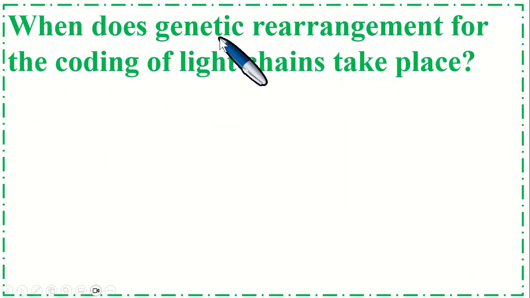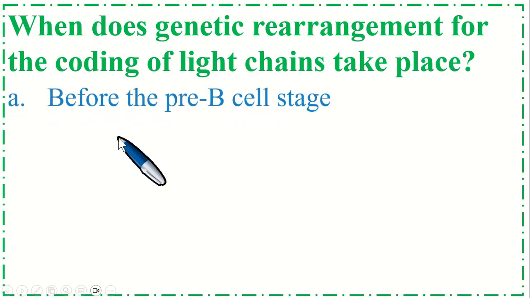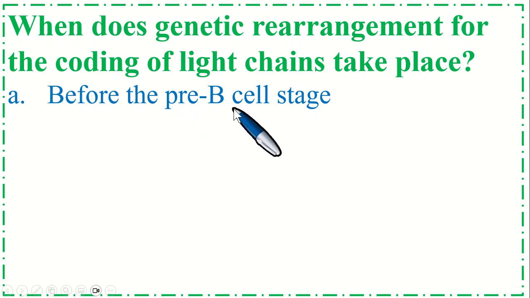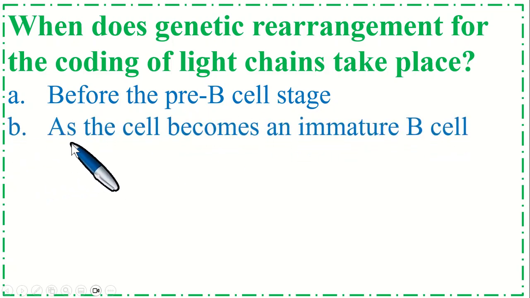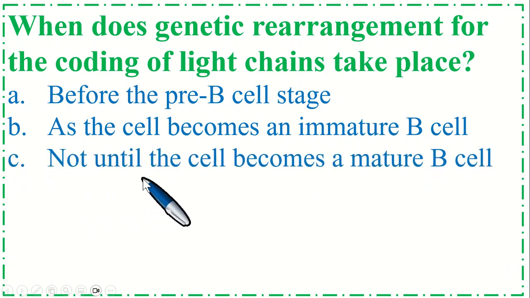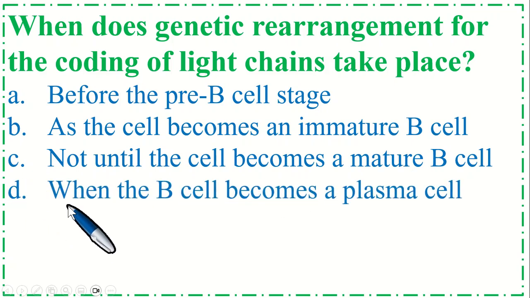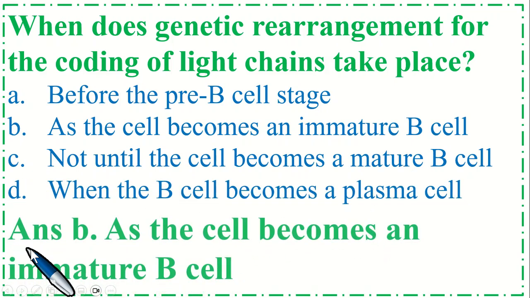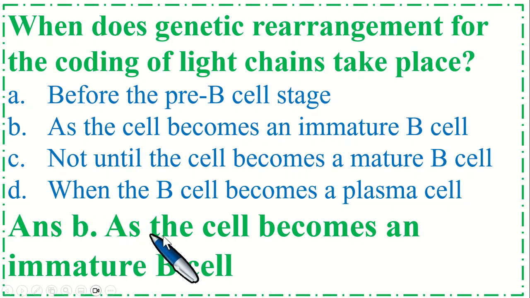When does genetic rearrangement for the coding of light chains take place? Option A. Before the pre-B cell stage. B. As the cell becomes an immature B cell. C. Not until the cell becomes a mature B cell. And option D. When the B cell becomes a plasma cell. So the correct option is B. As the cell becomes an immature B cell.